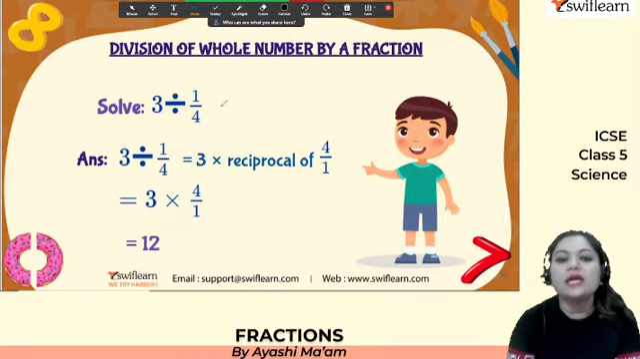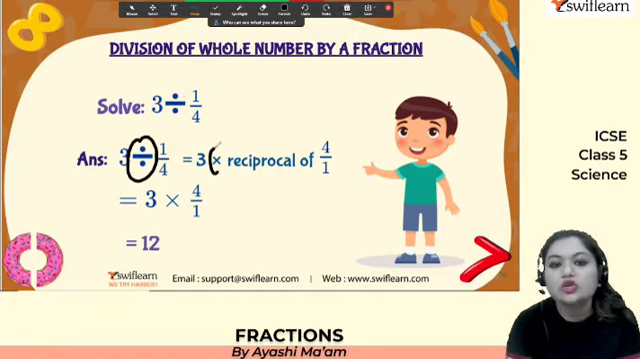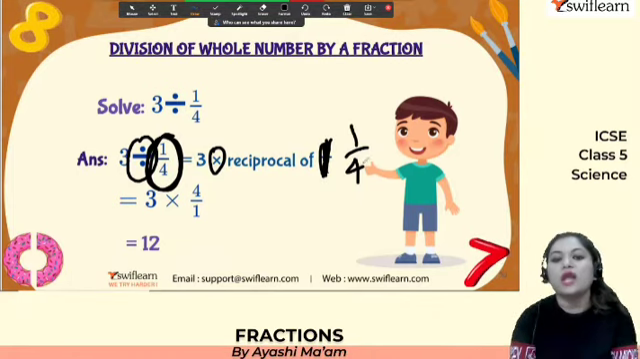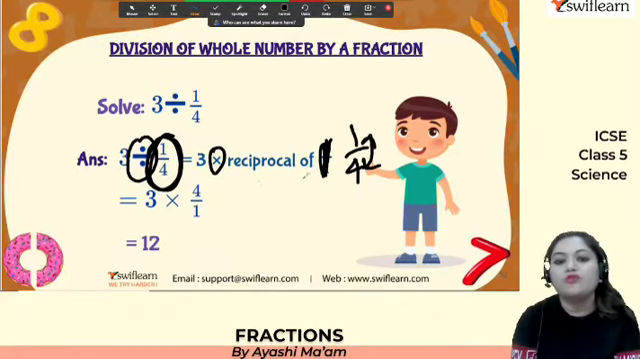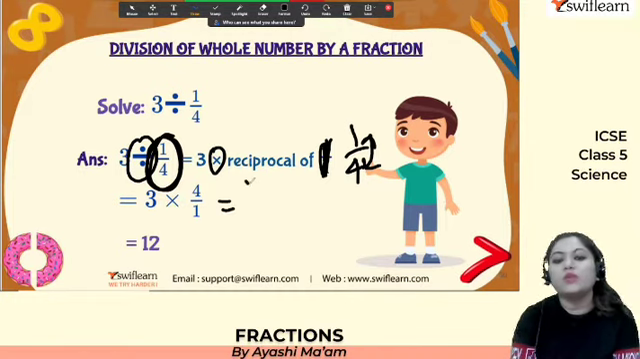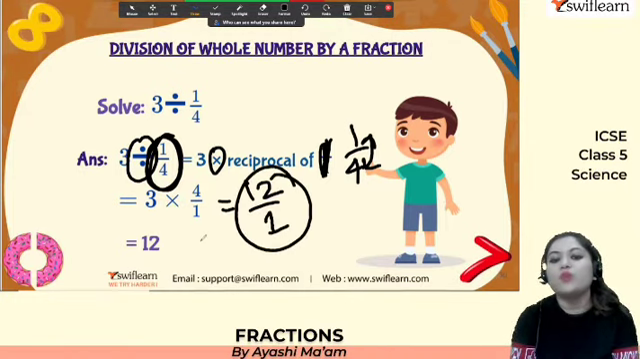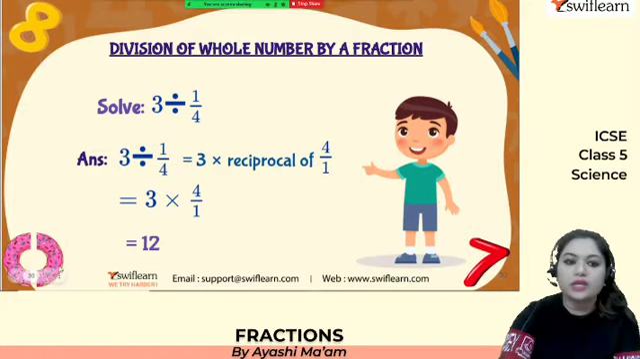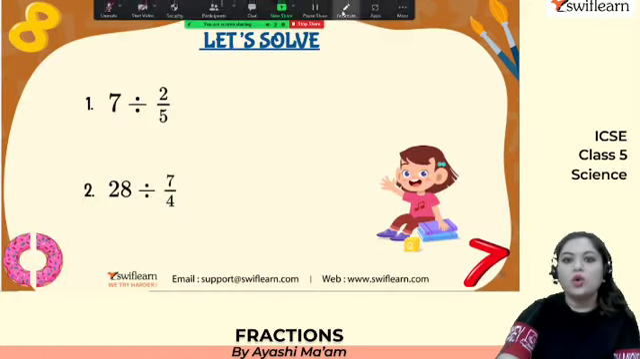So what is happening? This division sign is changing into multiplication and we are taking the reciprocal of this fraction, that is, the reciprocal of the fraction 1 by 4, which is nothing but 4 by 1. So 3 into 4 by 1 is 12 by 1, and 12 by 1 means 12 only. Whenever you have 1 in the denominator, it is the whole number, right?